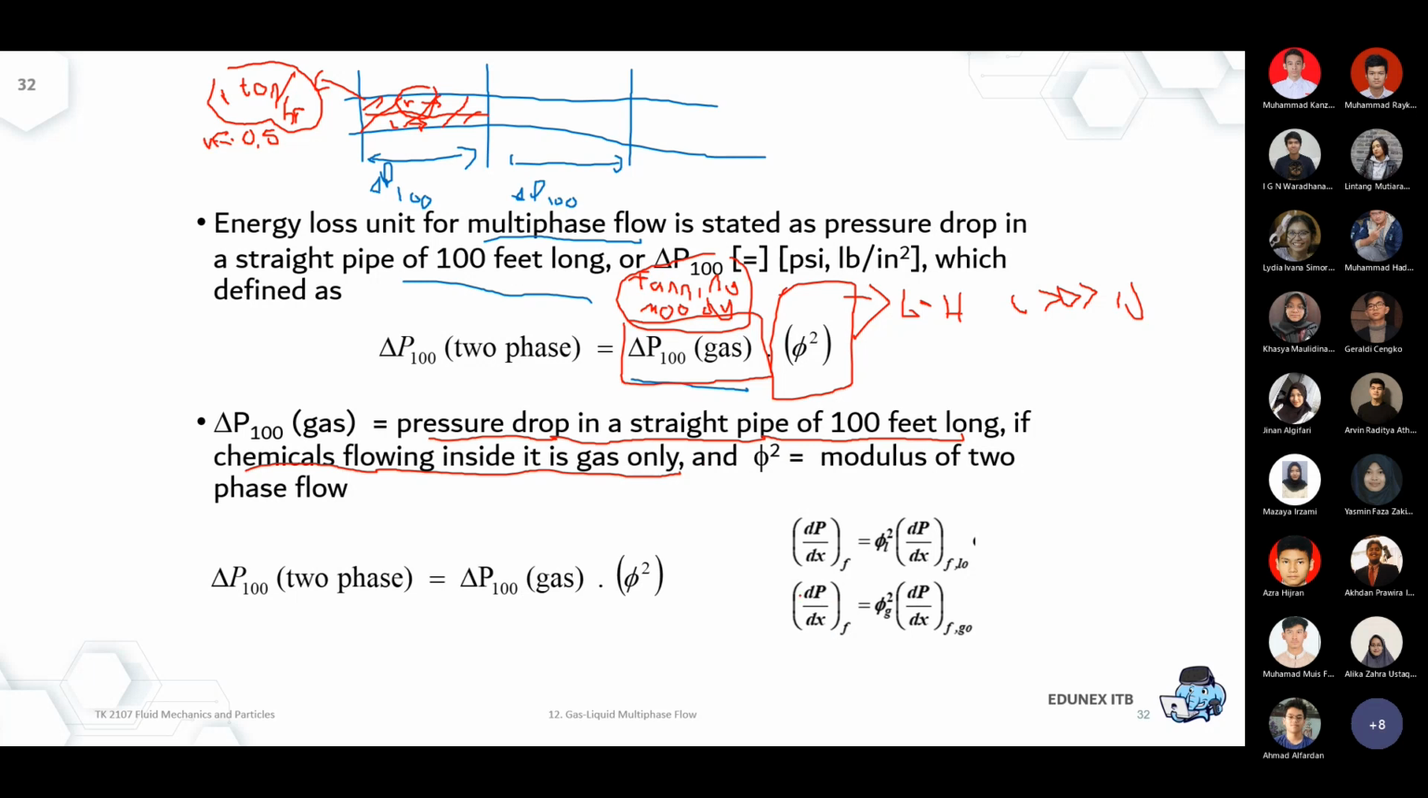By that assumption, now we can use the typical Fanning or Moody correlation to calculate the delta P in the pipeline. But then later, at the last step of the calculation, don't forget to add this modulus of two-phase flow, the phi square.